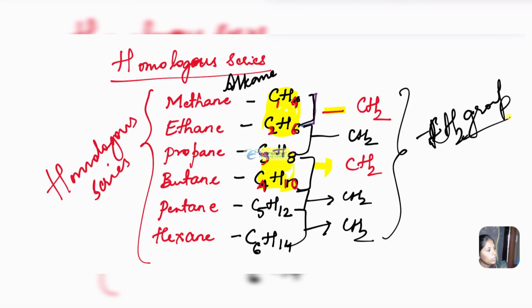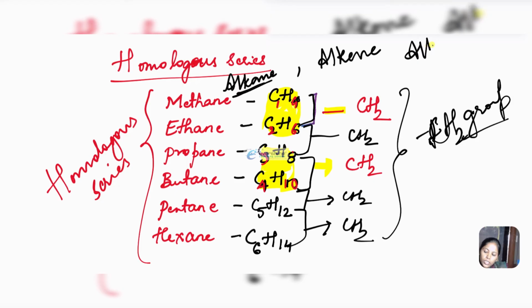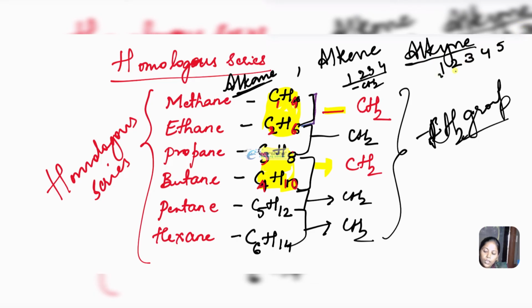So you can give an example for homologous series: you can tell the alkane family, alkene family, and also the alkyne family. In these families, successive members will differ from each other by a CH2 group. If you take alkyne also, successive members will differ from each other by a CH2 group. Hence these three families are called homologous series.